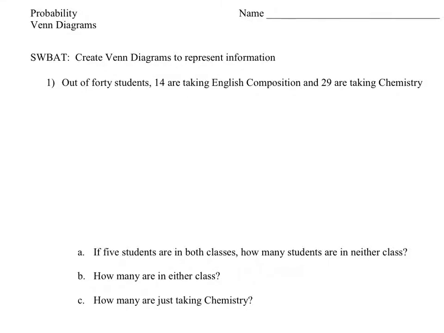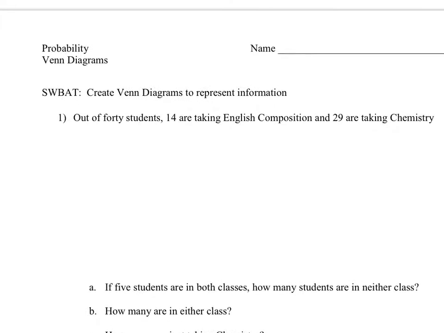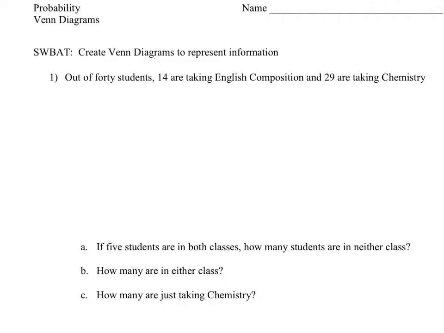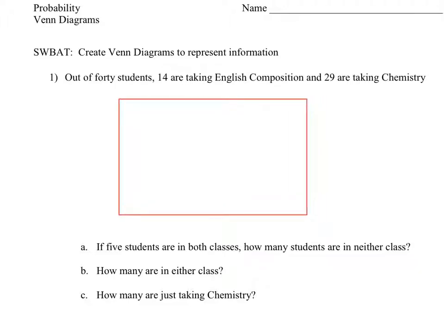All right, today we're going to be discussing Venn diagrams. A Venn diagram is just a way to visually represent information given. A Venn diagram is generally drawn in a box. So the box represents the total number of people.